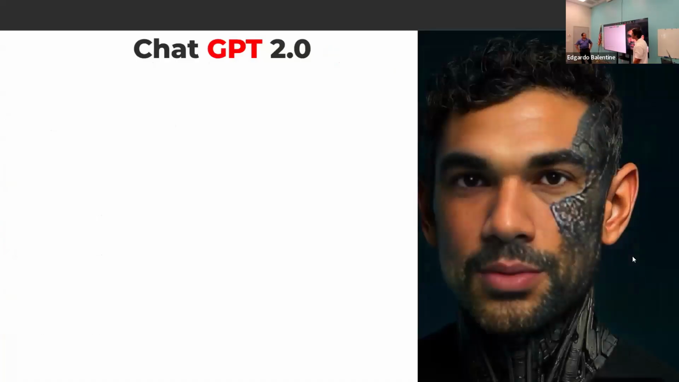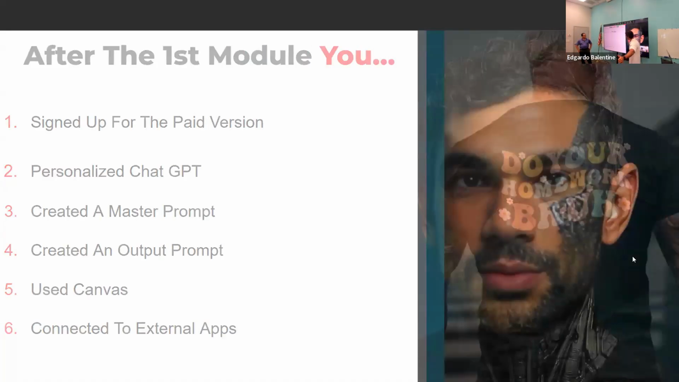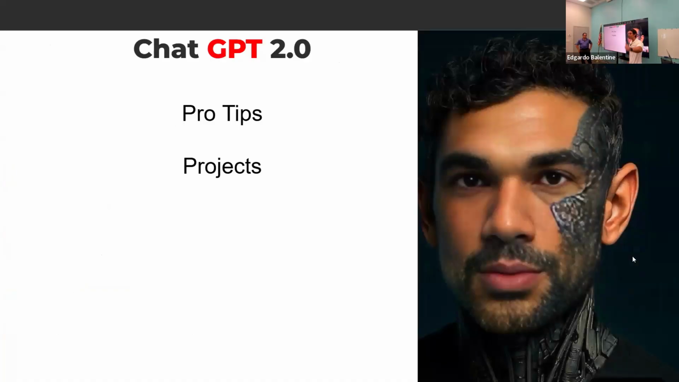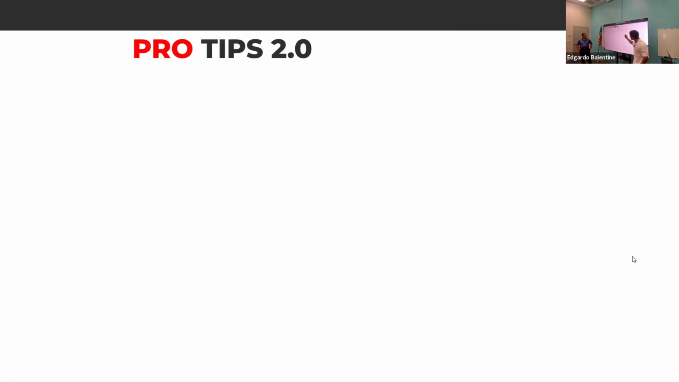ChatGPT 2.0 is what we're going to go over today. We're going to talk about some pro tips that are going to help you do even more than this, so even more homework. We're also going to talk about projects, custom GPTs, deep research, and how to use AI agents. That's what we're going to go over today. So let's get the show going.